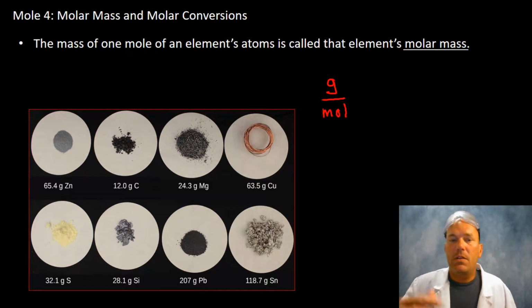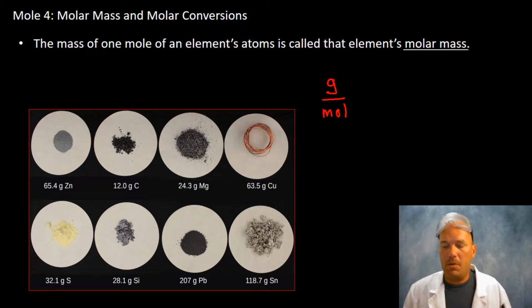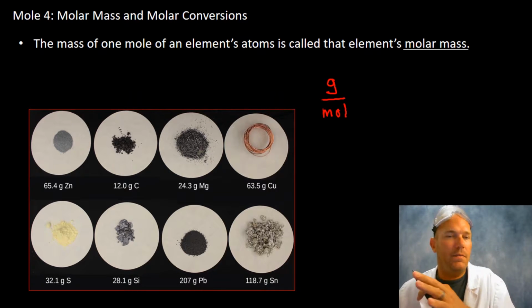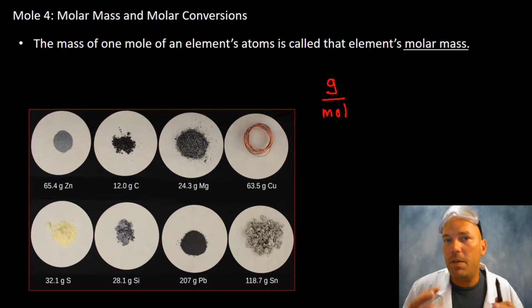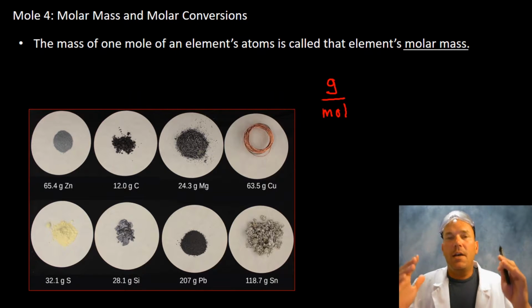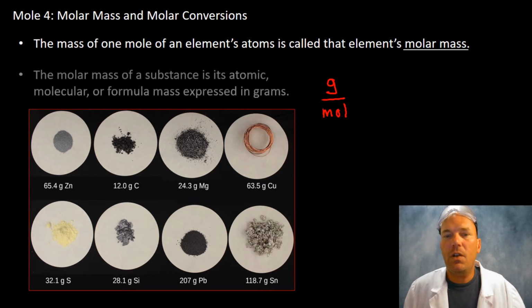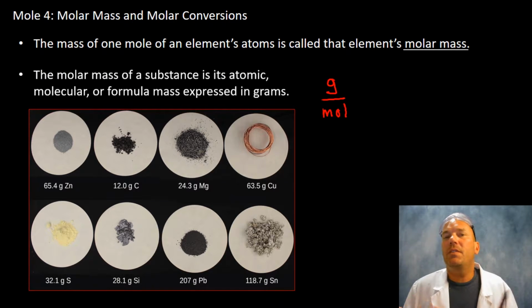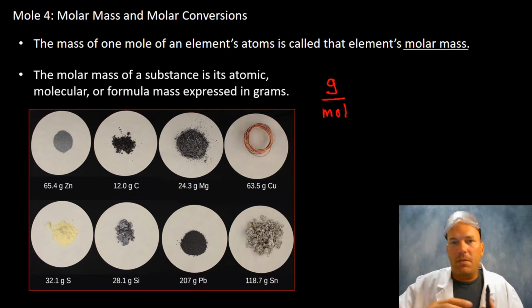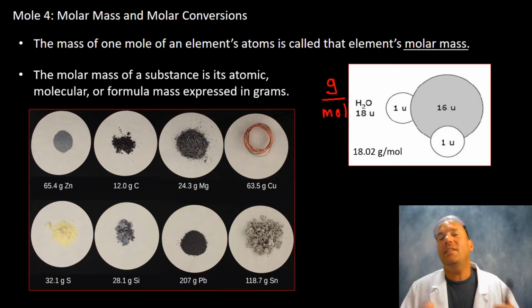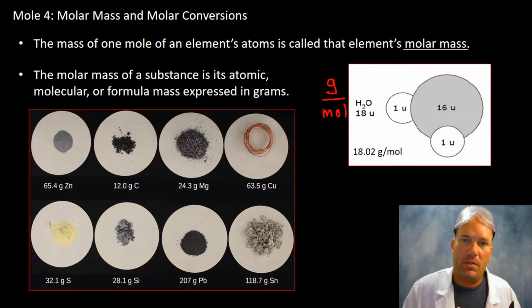All right. So if you look at your periodic table, you can see there might be a few discrepancies between these values and the official periodic table that we've chosen to use in this class, but the numbers will all be very close. All right. So the molar mass of a substance, for example, we're going to look at water, is its atomic, molecular, or formula mass expressed in grams.